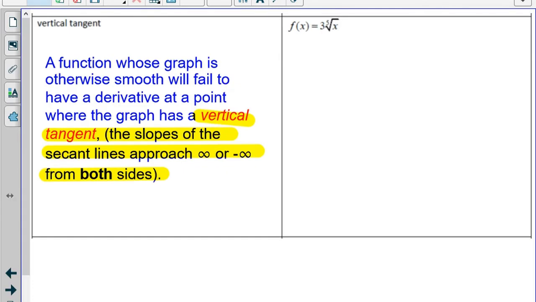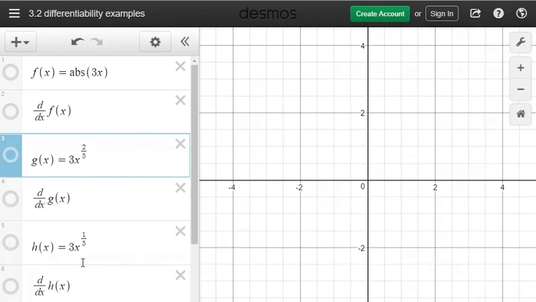A vertical tangent is a function whose graph is otherwise smooth, but it will fail to have a derivative at a point when the secant lines both approach the same value of infinity. So if I look at the graph and then I look at what the derivative slopes kind of look like, we'll take a look at how this one works. So this function looks kind of weird. It looks like it actually goes vertical at some point in time.